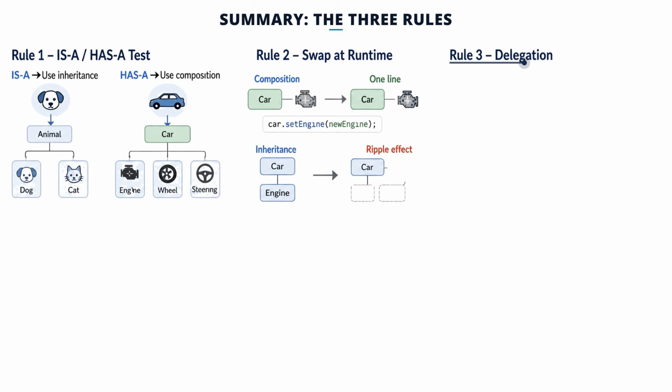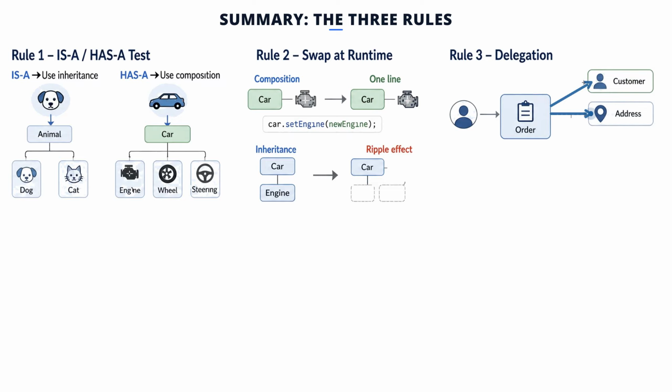Rule 3 is delegation. Your main classes shouldn't be giant, complex files trying to handle all the logic themselves. Instead, let an order class delegate to a customer object for identity, to an address object for location, and to a PaymentInfo object for billing. Each component acts as an independent expert in its own little domain.